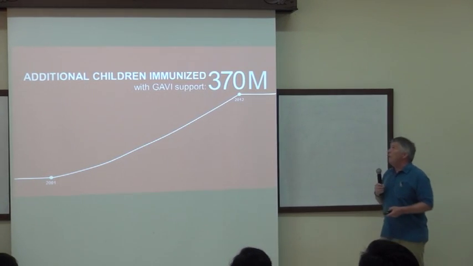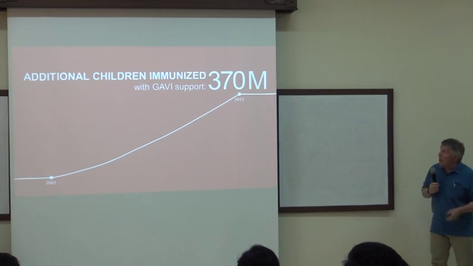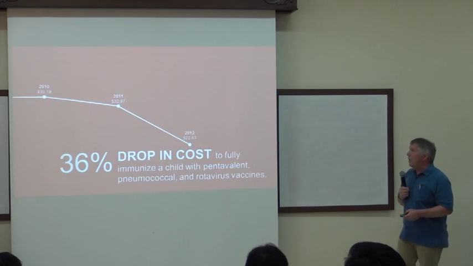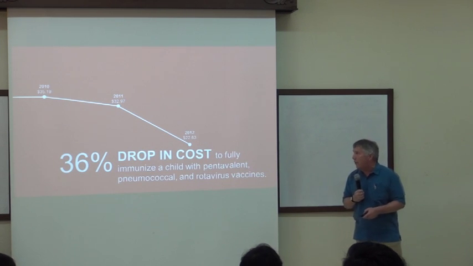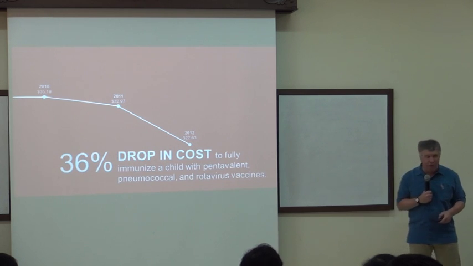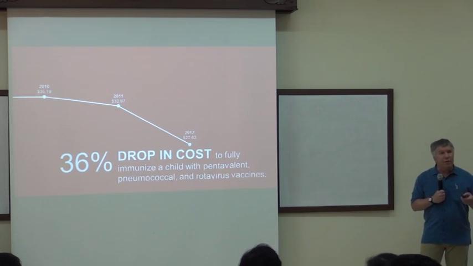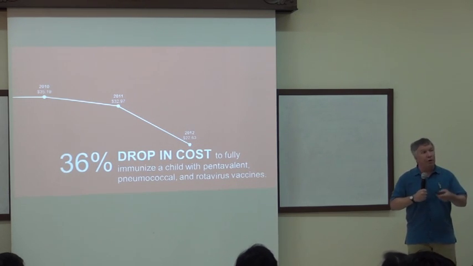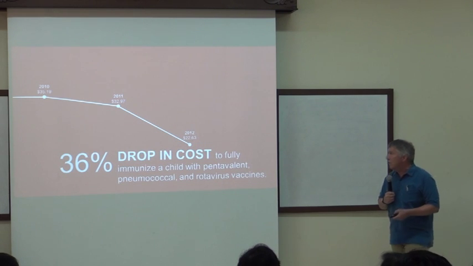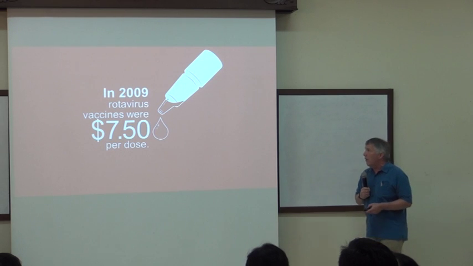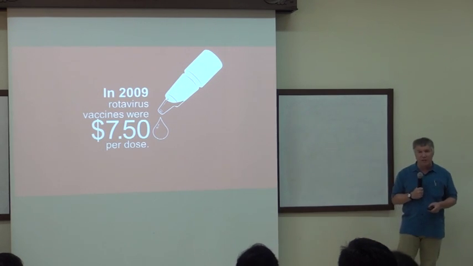The additional children immunized with Gavi support in that same time period has been 370 million. So that's phenomenal impact. That's really phenomenal, right? And the cost has dropped 36% to fully immunize a child with these three vaccines: pentavalent, pneumococcal, and rotavirus vaccine. So those are innovative things. They're innovative things in manufacturing, in delivering, in access, in market forces that then help get the solutions to people who need them.